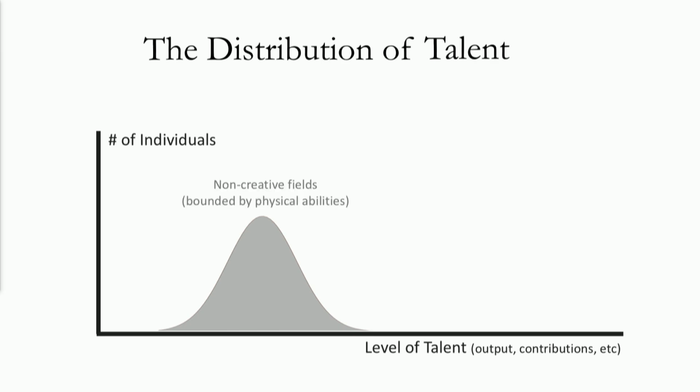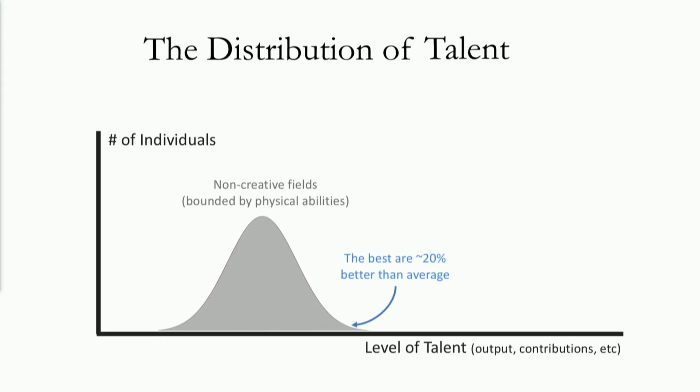Now, this is what you get for non-creative fields. This is not yet data science. By non-creative, I mean things that are bounded by your physical abilities. So you should be thinking about bricklaying, right? A bricklayer only has two hands, and therefore they can't differentiate. They can't pull away from the pack very much. You might get something like this, where the best bricklayers are, say, 20% better than the average.